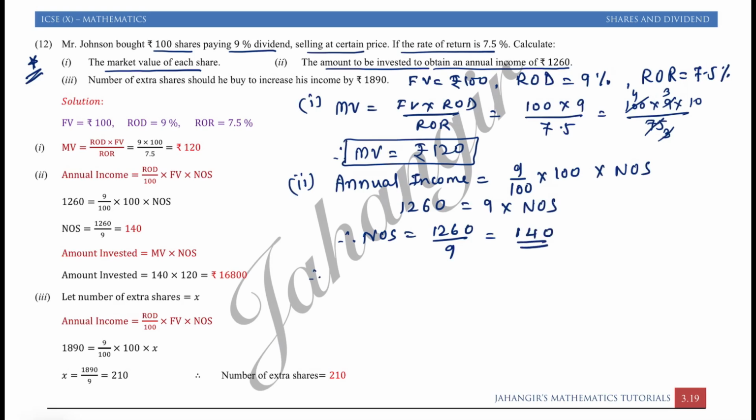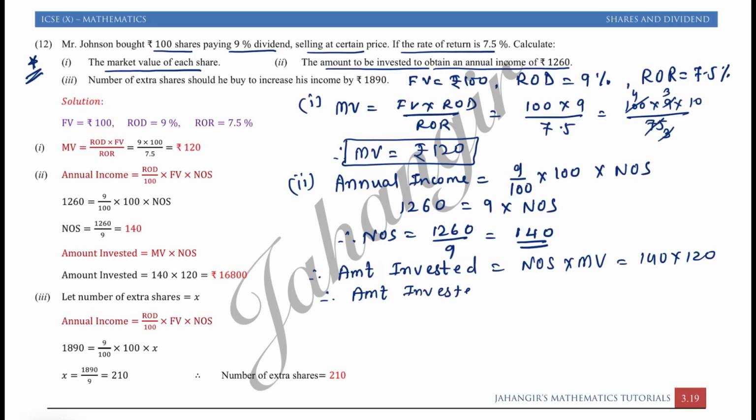We had already found out the market value, so here we have to find the amount invested. The amount invested is equal to number of shares into market value. So the number of shares is 140 into market value 120. Therefore the amount invested is equal to 12 into 14, 168, and 00, rupees 16800.